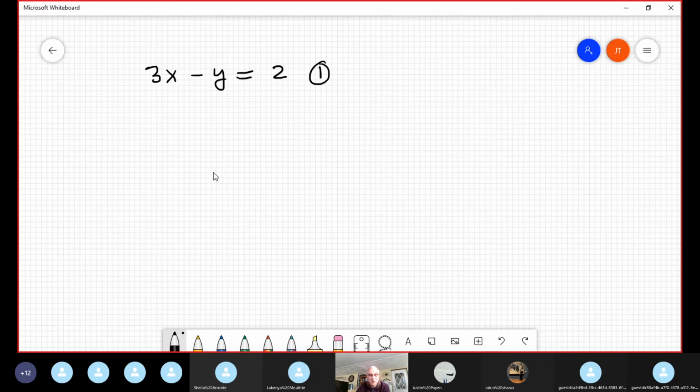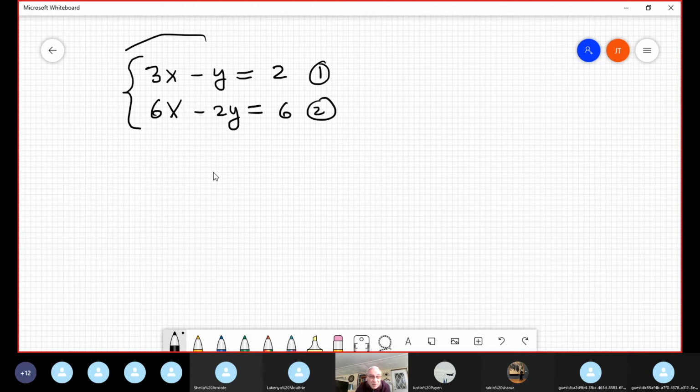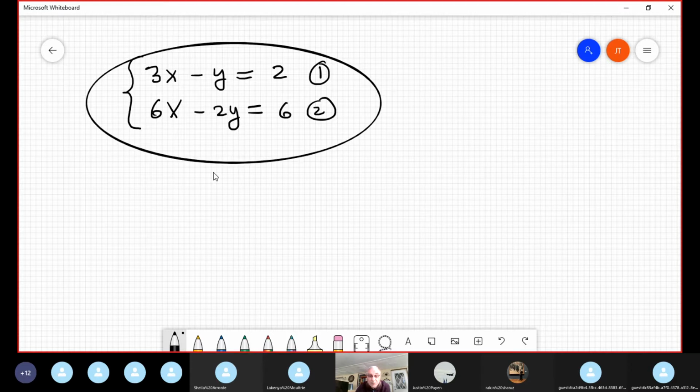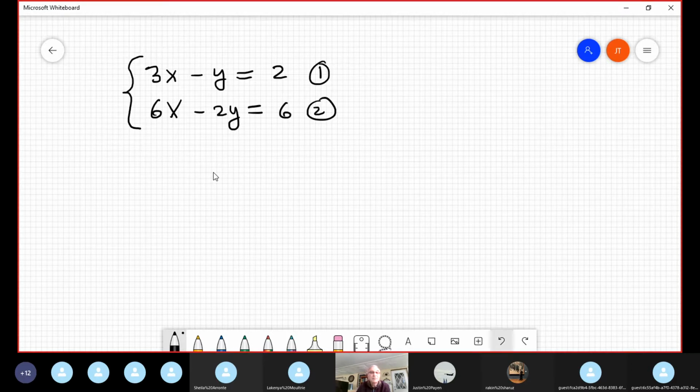I like to number the equations 1, 2, because not in this algebra, but in college algebra, we have several equations: equation 1, equation 2, equation 3, equation 4, equation 5. But in intermediate algebra, it's only 2 equations. 6x minus 2y equals 6, equation 2. And this is my system. I enclose the system using this color bracket to indicate that everything is a mathematical object that I need to solve. Okay?